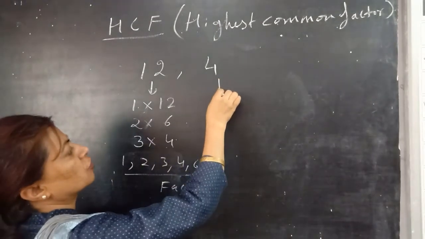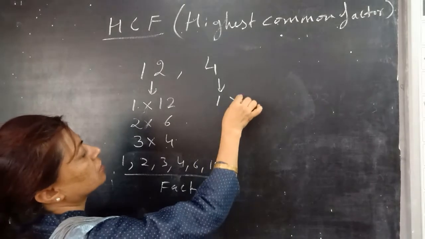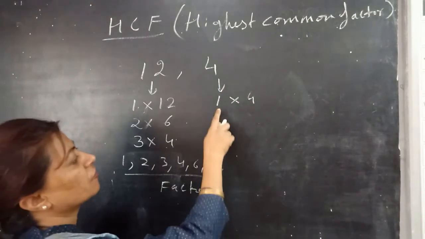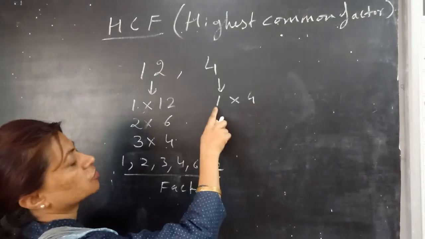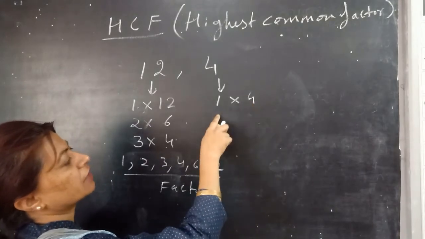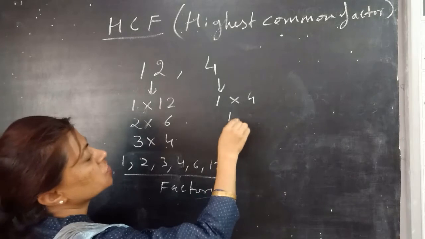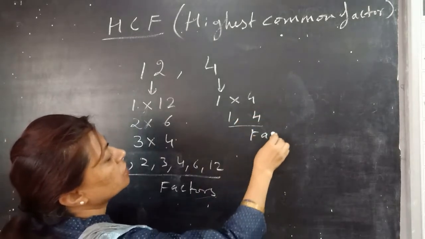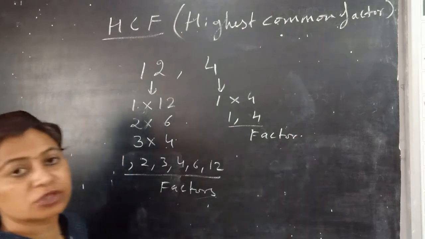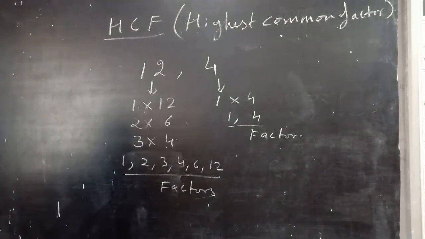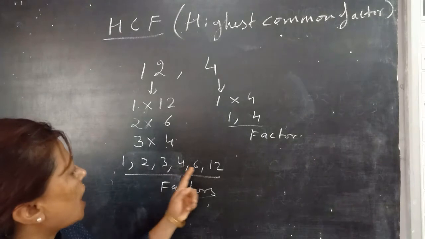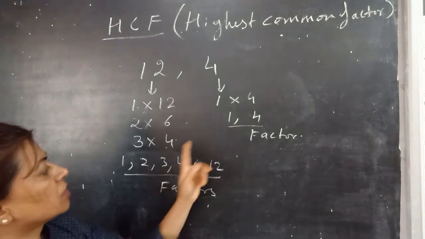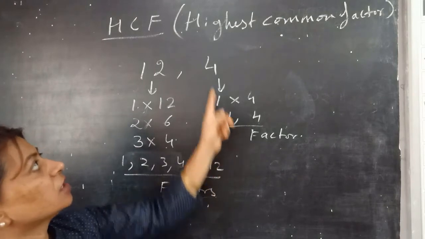Come to the next number, 4. The factor of 4 is 1 into 4. 4 comes in the table of 1 and 4. So 1 into 4, then 4 into 1, both are repeating. So here we can say 1 and 4 are its factors. Out of these factors, you have to select the highest common factor.